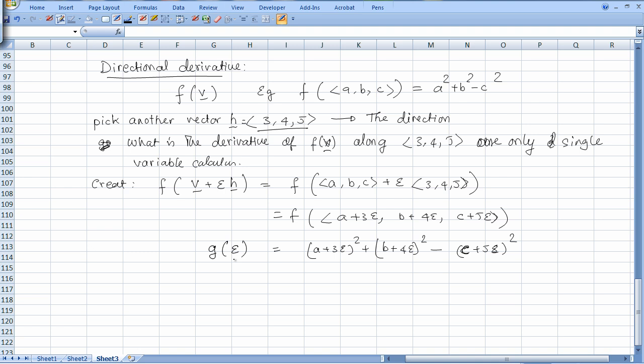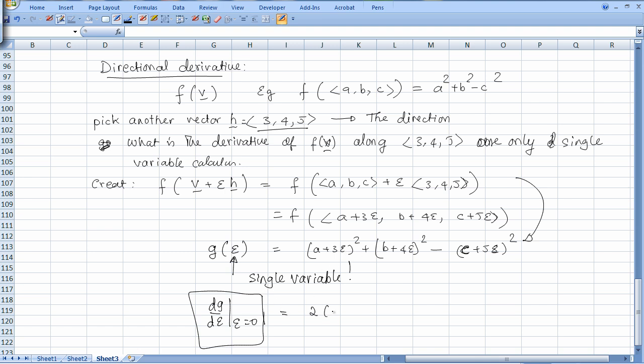So what did I achieve by doing all of this? I converted the problem into a single variable. That's what I was trying to do. Right? Now I'm going to do dg d epsilon, and I'm going to put epsilon equal to 0. This will be called the directional derivative. Let's see how much I will get.